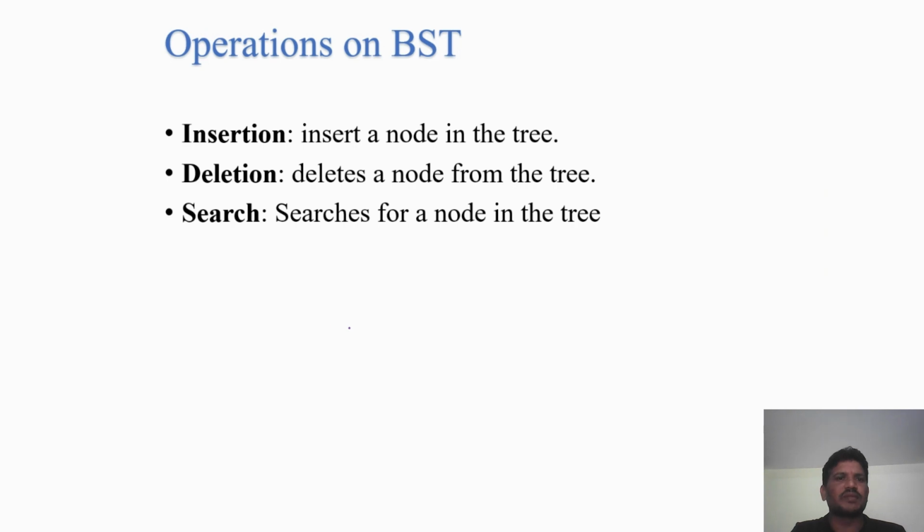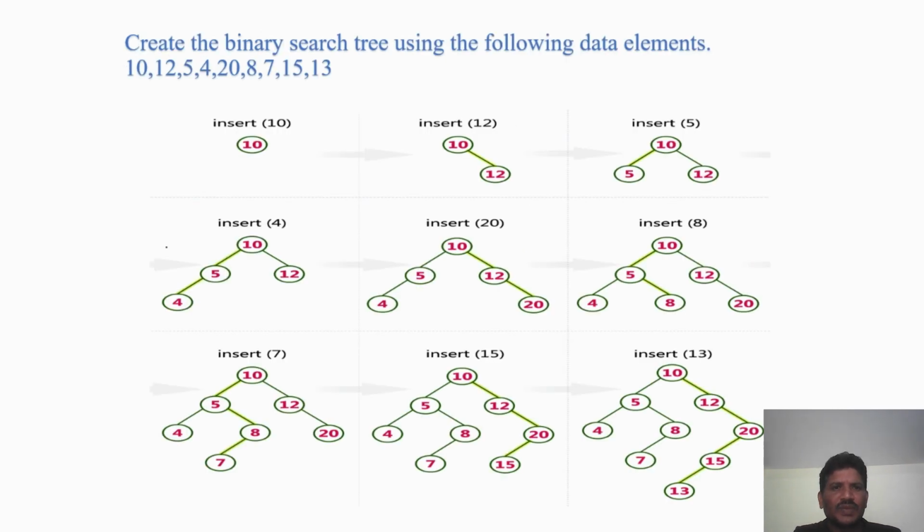Then what are the operations to be performed on the binary search tree? The first is insertion, the second one is deletion, then the third one is the searching operation. The searching is very easy in a balanced binary search tree. Then insertion and deletion are also very fast in a binary search tree. We will see them one by one.